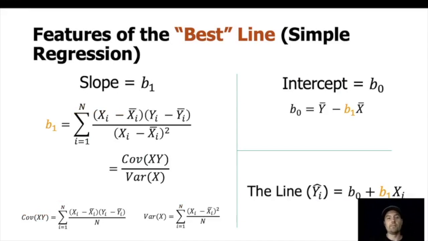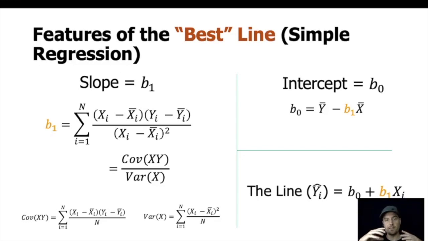When we're actually calculating the best fitting line for simple regression, it's fairly straightforward. There's a lot of number crunching, but it's not difficult math. For our slope variable b1, that's telling us the slope of that line. In other words, if we move over 1 unit in x, how far up do we go in y? That's the slope. That equation right there gives us that slope.